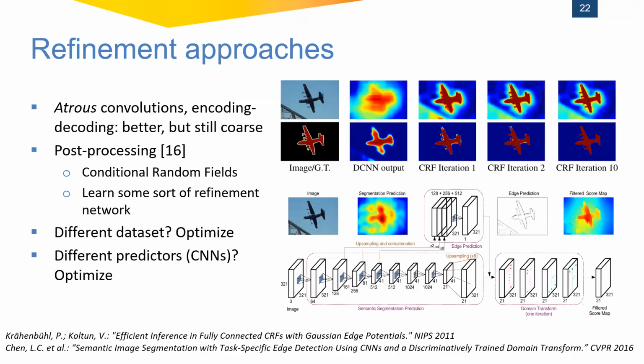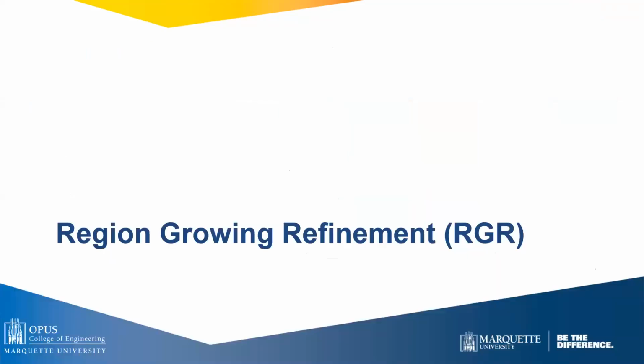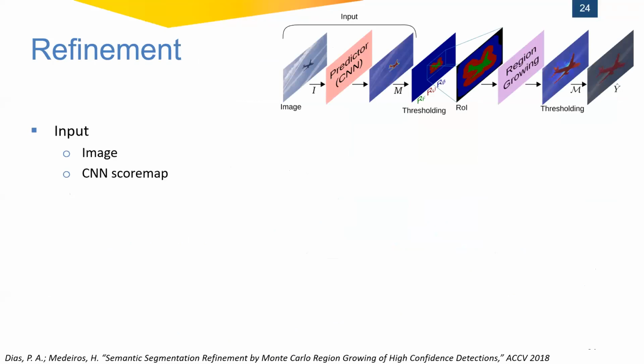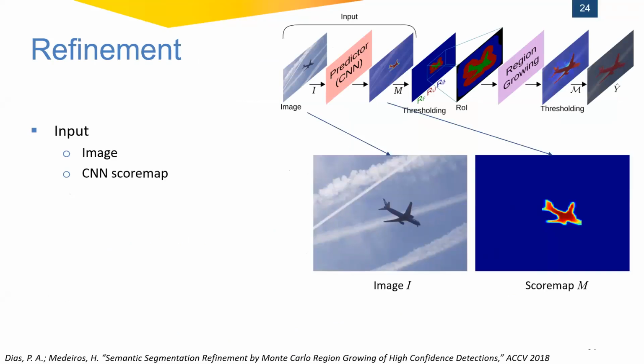So that's what motivated us to come up with a method that we call the region growing refinement, the RGR. The idea here is that we have available as input the image and the classification score map predicted by whichever network you are using. So for example, here we have the image of an airplane, and then we have the prediction of a pre-trained network giving its confidence level on where the airplane is in this image.